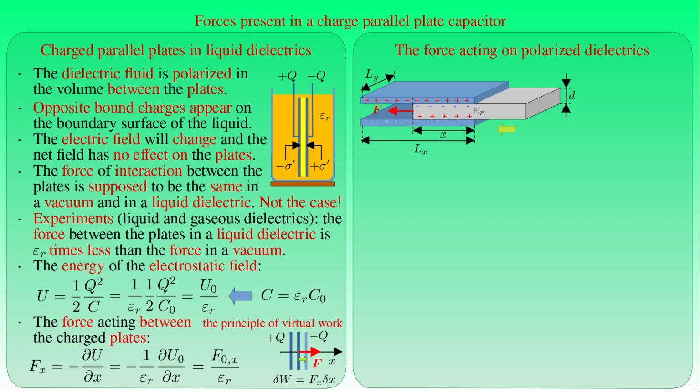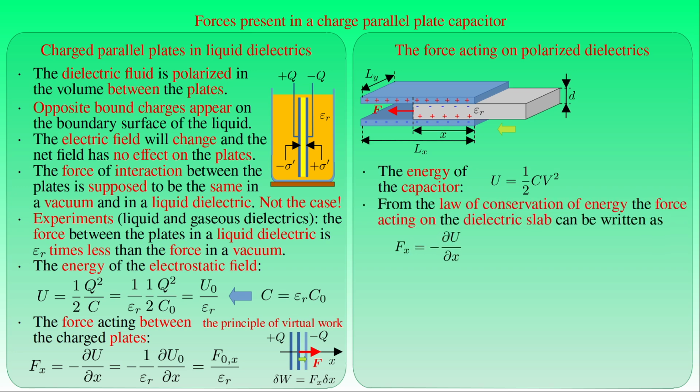We already saw that the energy U of the electric field of a charged capacitor is equal to 1/2 times the capacitance C of the capacitor times the square of the voltage V between its plates. The law of conservation of energy states that the change in the energy of the capacitor is equal to the work done on the slab by the electrostatic force F in the x direction. Then this force can be written as the negative partial derivative of the energy U of the electric field with respect to the distance x along which the work is done by the electrostatic field.